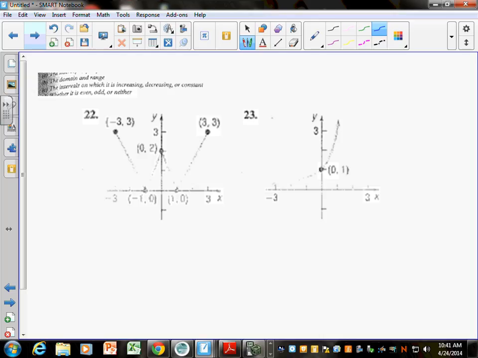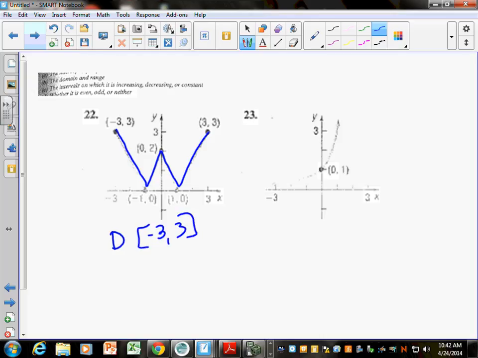Domain, on 22, I tried to give you two different ones, because on 22, you agree that the domain stops, it doesn't go on forever. The domain is just the x's. It starts at -3, it ends at 3. So the domain is very restricted. It's only the numbers from -3 to 3. And so how could you write that? You could say bracket from -3 to 3. That would be the domain.